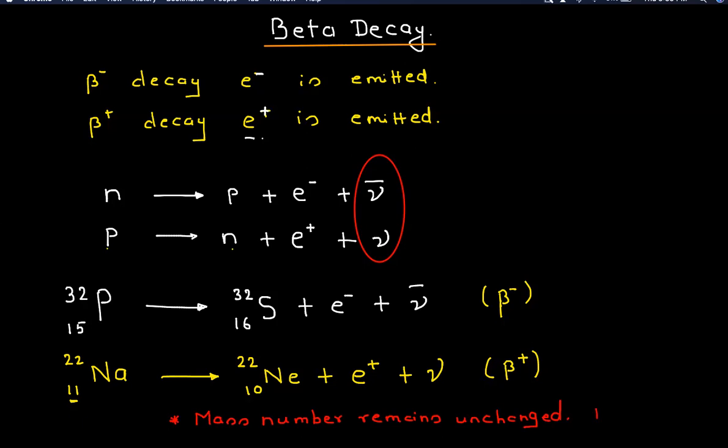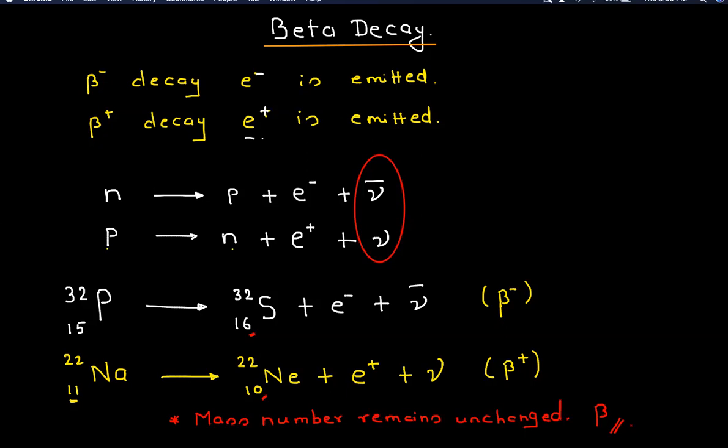In beta emission, does the element always change? You can see in beta minus, atomic number has increased by 1. Beta plus, atomic number has decreased by 1. So the element changes.